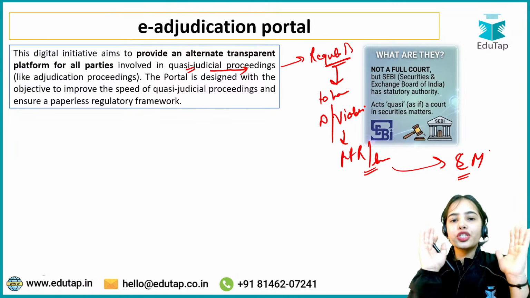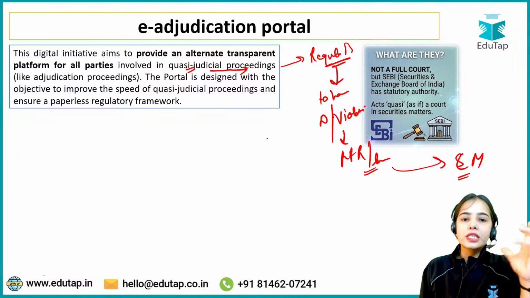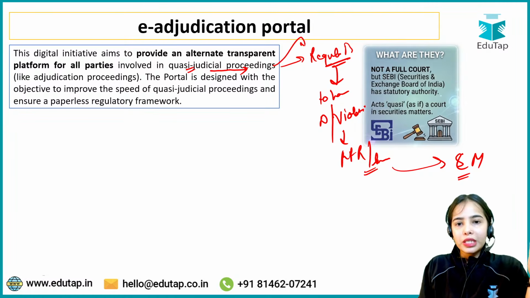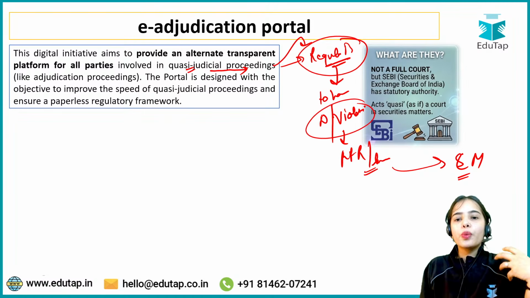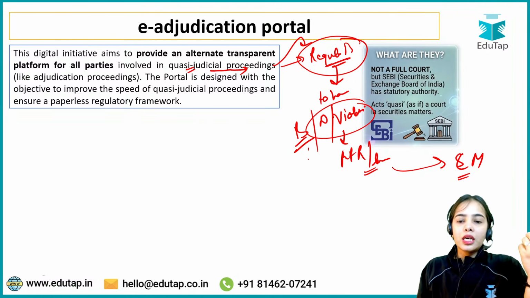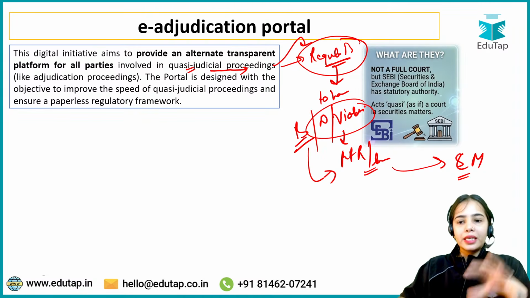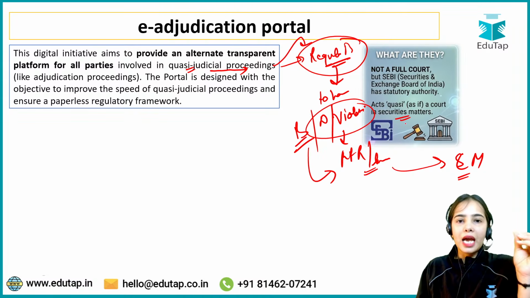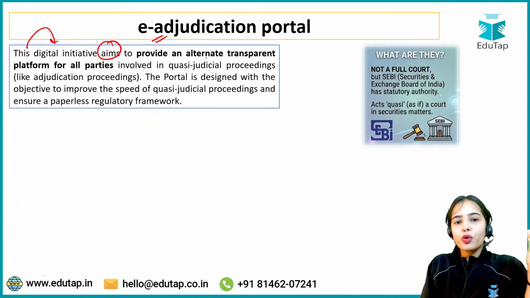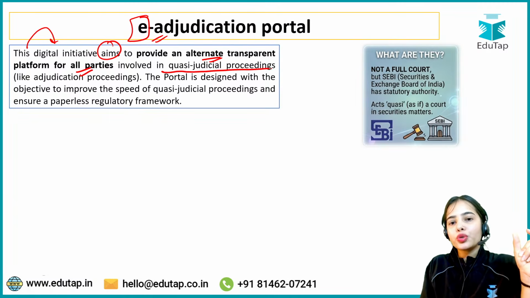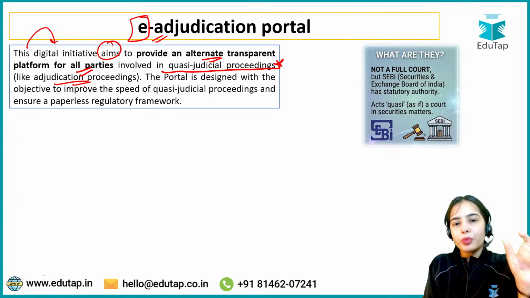I hope quasi-judicial proceedings is very much clear: these are the proceedings undertaken by the regulatory body to handle the violations, the disputes, the breaches in its own domain. For SEBI, the domain is the capital market. Okay. So the E-adjudication portal, this digital initiative, aims to provide an alternate, transparent electronic platform for all the parties that are involved in the quasi-judicial proceedings, especially the adjudication proceedings.